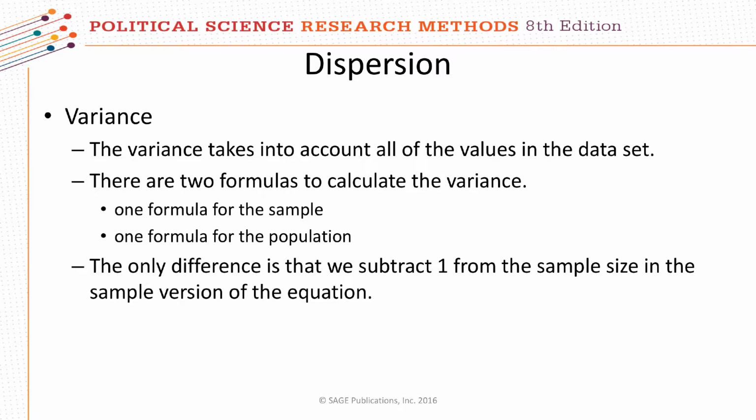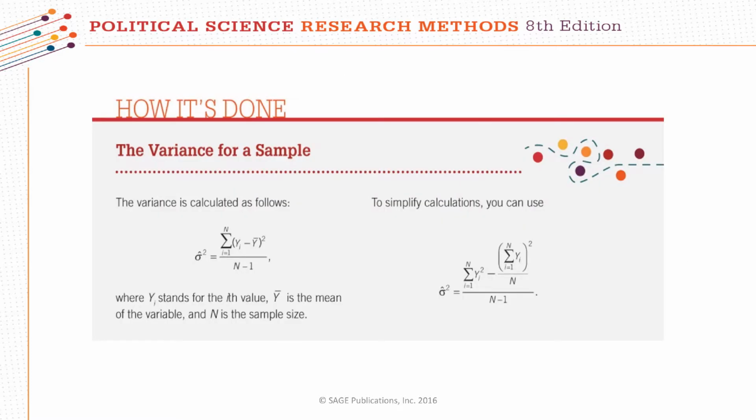Variance is a very important calculation. And variance takes into account all the values in a data set, so we're going to use the mean. There are two formulas to calculate variance, just like with mean. We have a sample formula and a population formula. The only difference between variance for sample and variance for population is that we subtract 1 from the sample size in the sample version of the equation. So let's take a look at what that means.